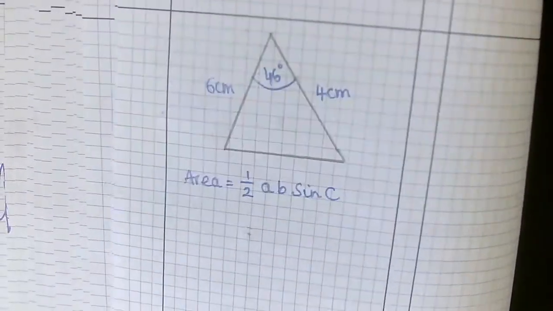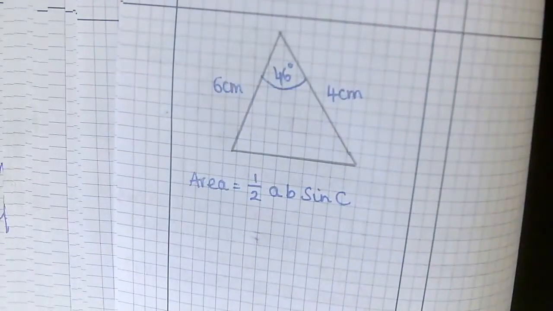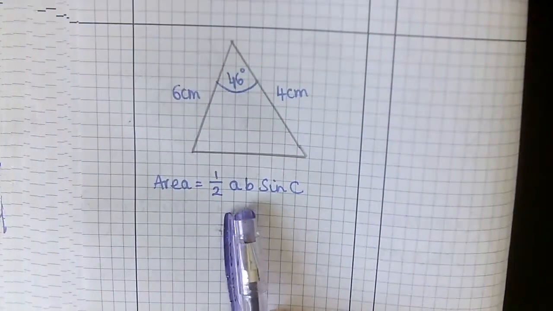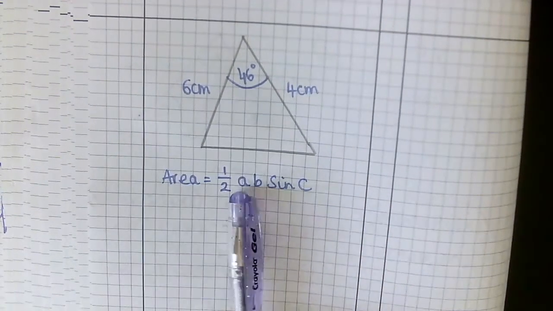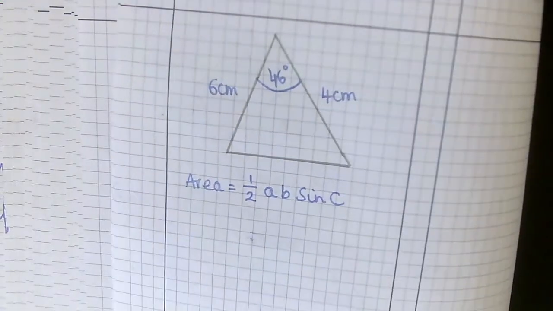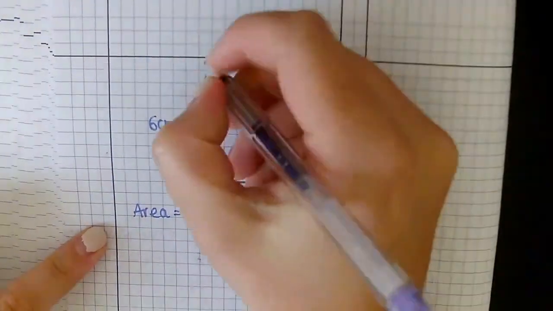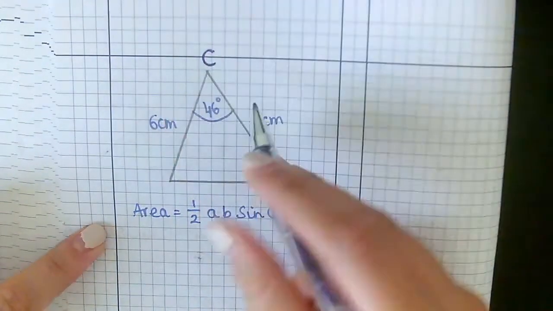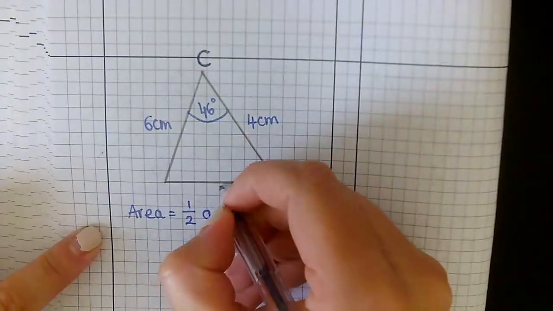First step when you answer a question like this is to make sure that you label your triangle correctly. You will notice from the formula that the angle you've been given is between the two sides. So in this example here, this corner of the triangle will be C because that is the angle that we have been given. If that is angle C, this means that this is length C.